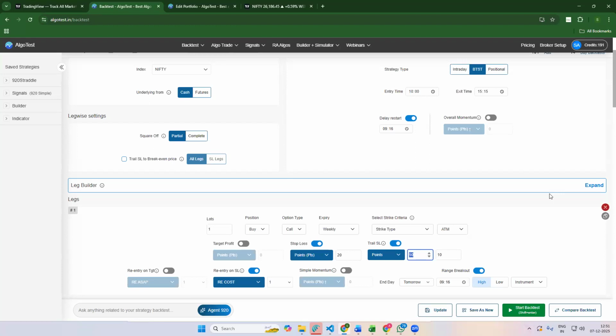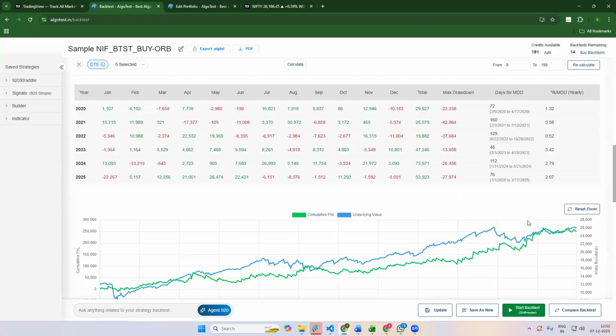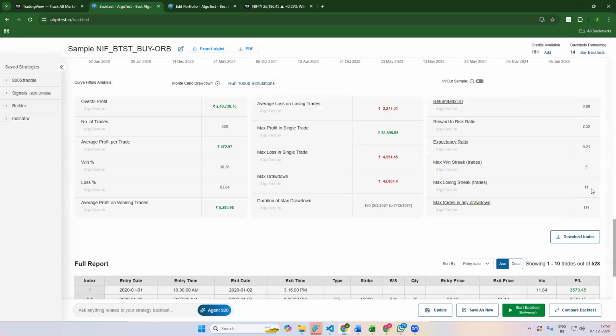Okay, so you may see a consistent losing streak of how many? 11. Okay. So 11 consecutive sessions will be in loss. Continuous, consecutive 11 sessions. The win streak is also 5.